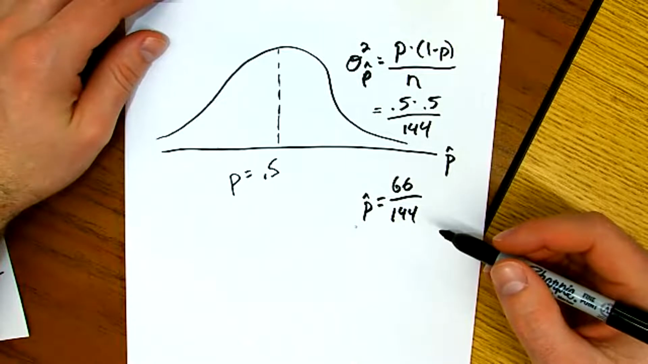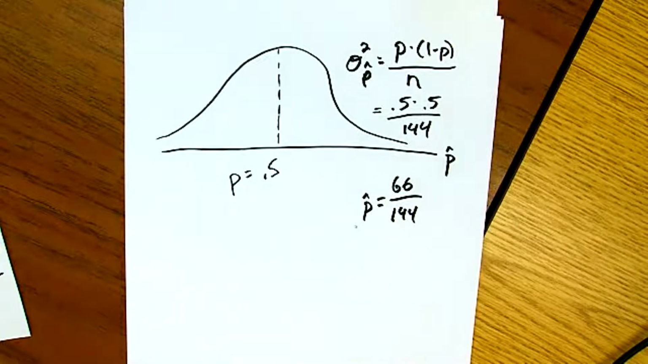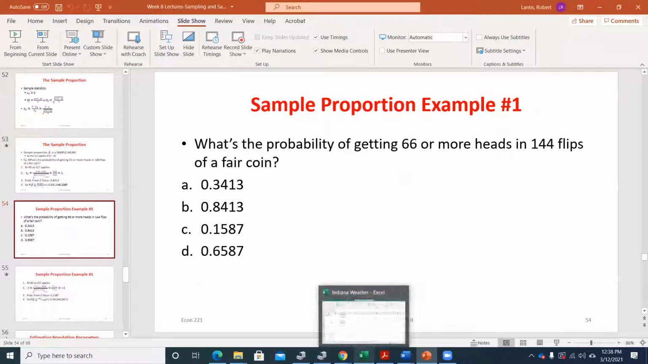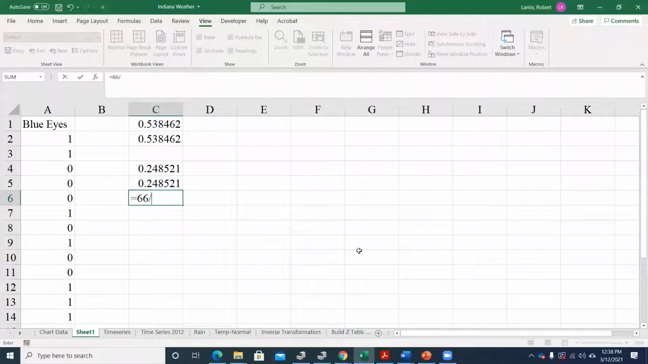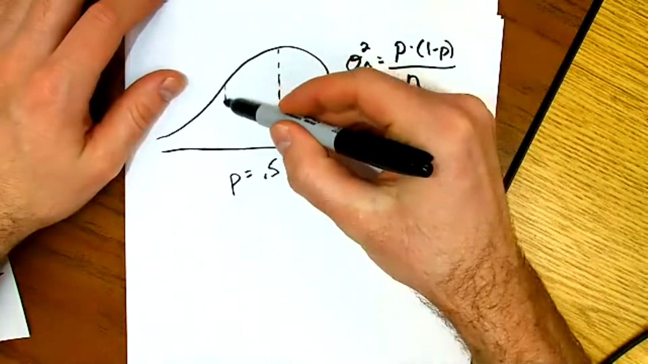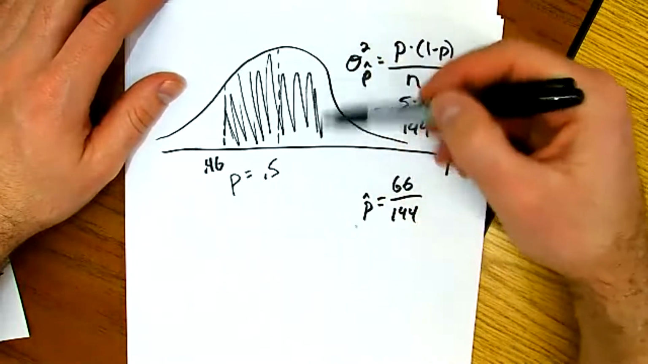So if I do 66 over 144, oh, I have to pull up Excel. I can't do that one in my head. It's probably something really easy. All right, there we go. Now I can hit escape. So it's 66 out of 144, about 0.46. I'll just use 0.46 to abbreviate that, and I want the probability of seeing that or anything more.